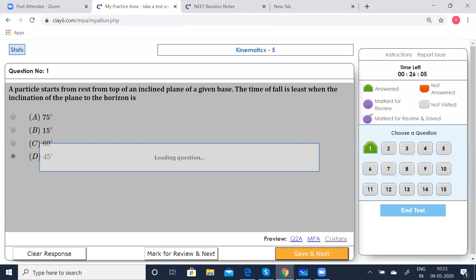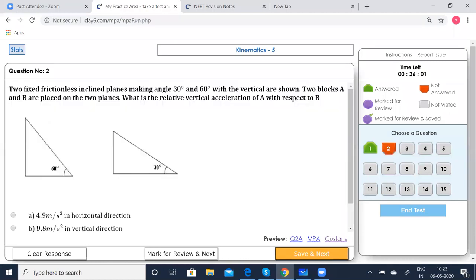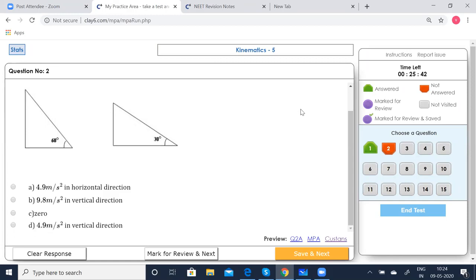Quickly go to the second one. Two frictionless inclined planes making angles 30 degrees and 60 degrees with a vertical are shown. Two blocks A and B are placed on the two planes. So we've got two inclined planes and A and B are placed on them. What is the relative vertical acceleration of A with respect to B? That is being asked, and the options are here. Let us quickly solve that and find out which option is correct.